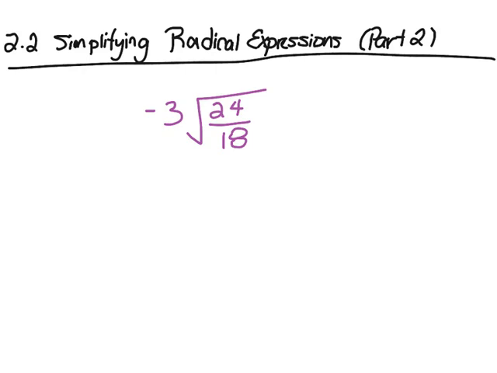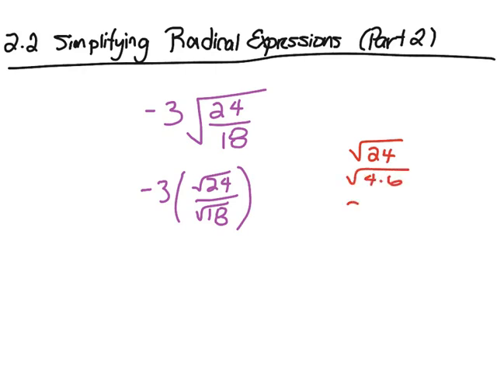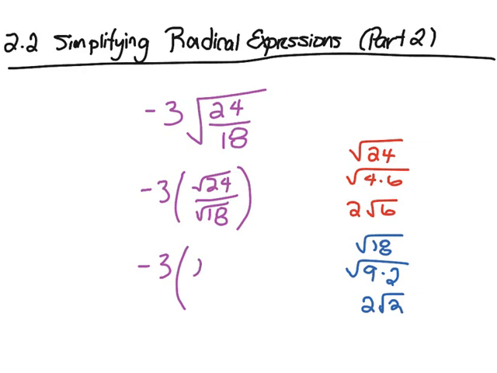So negative 3 times the root of 24 over 18. Keep the negative 3 in front. This is root 24 over root 18. So root 24 can be broken down to 4 times 6, which is 2 root 6. And 18 can be broken down into 9 times 2, so 3 root 2. So we have negative 3 times 2 root 6 over 3 root 2.